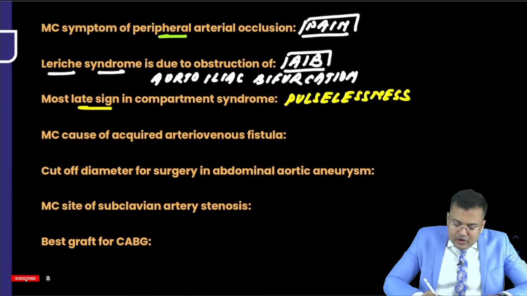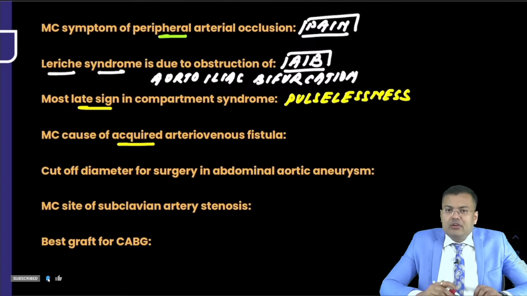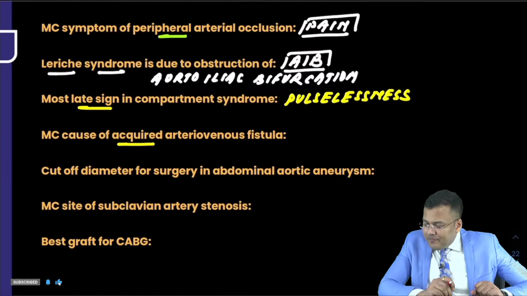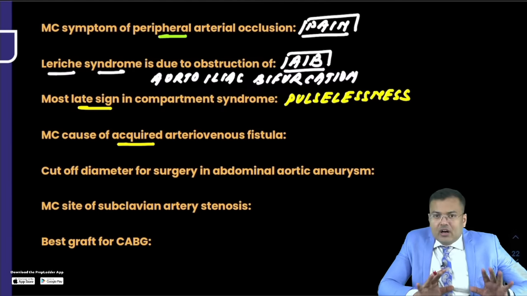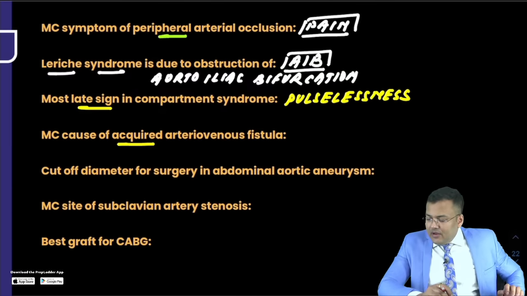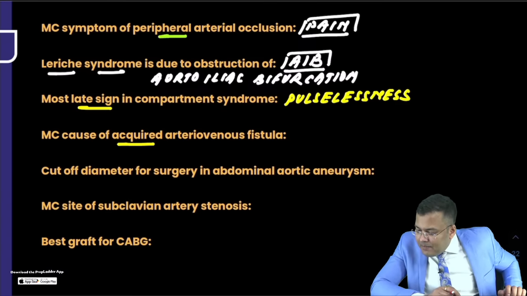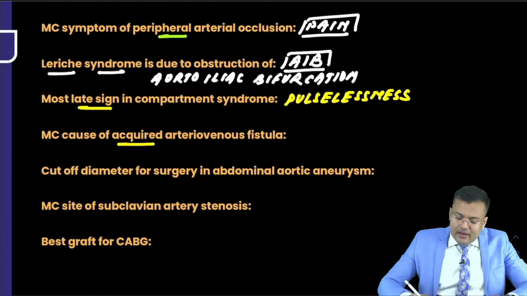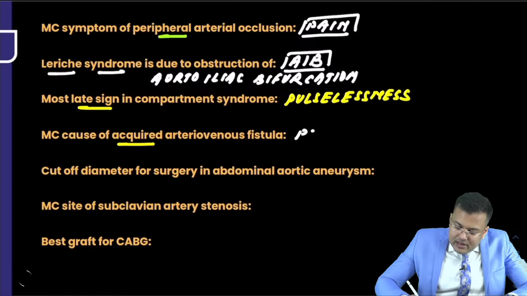What is the most common cause of acquired AV fistula? Tell me. The majority of AV fistulas are congenital, but for acquired AV fistula, Dr. Aftab Pasha, first person to reply, said penetrating trauma. Correct, it is penetrating trauma.